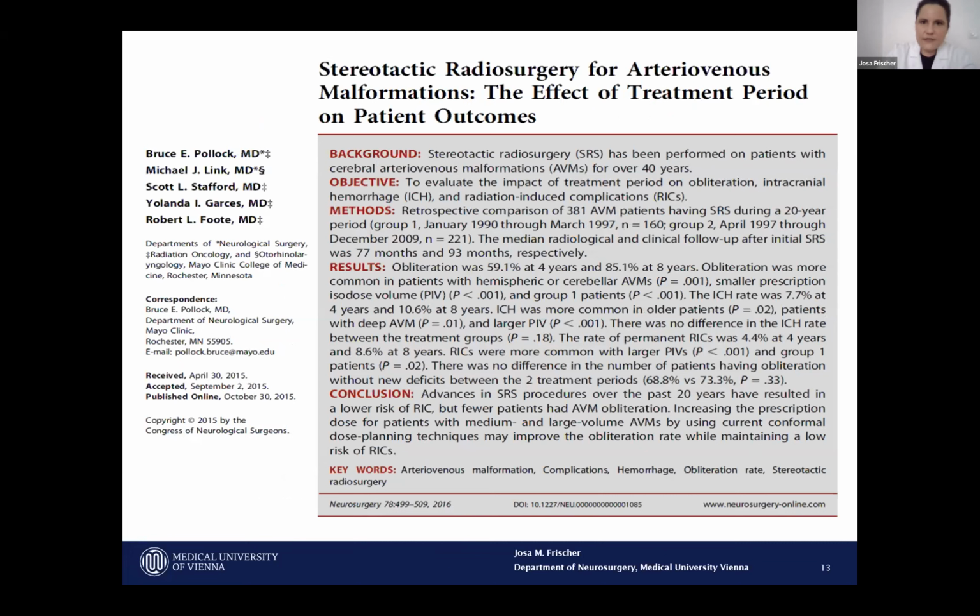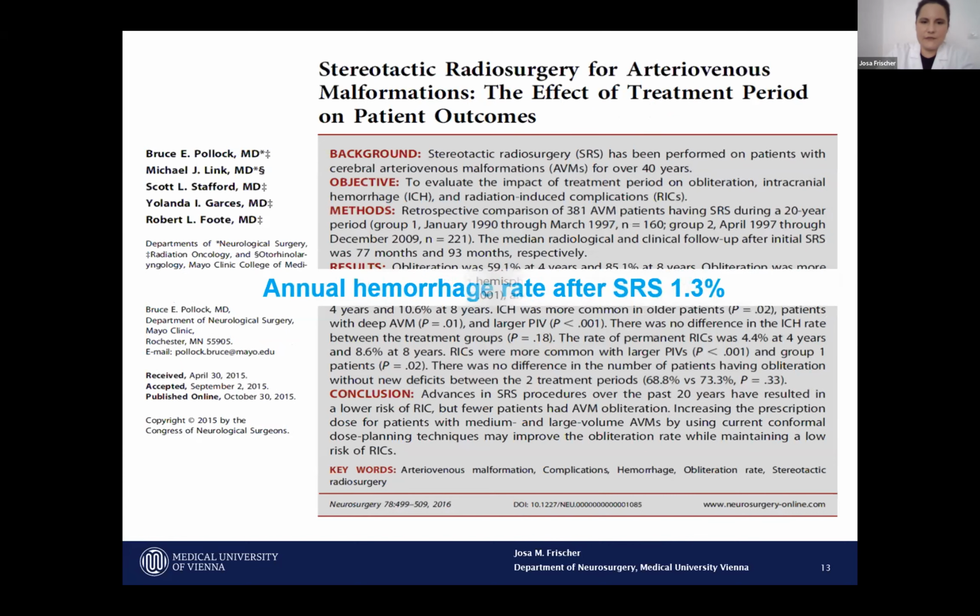There is another example now of a very good paper from the colleagues at Mayo Clinic that also showed that, for example, the annual hemorrhage rate, compared to what the ARUBA study published in the best medical arm, is 1.3% after first Gamma Knife treatment, and that selected patients benefit from radiosurgical treatment.